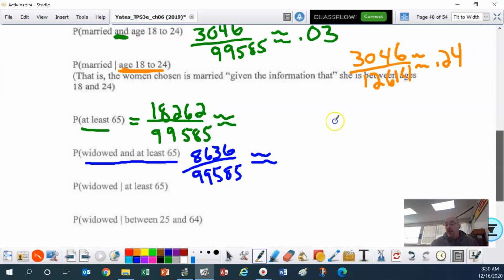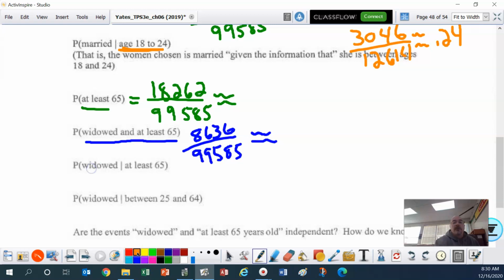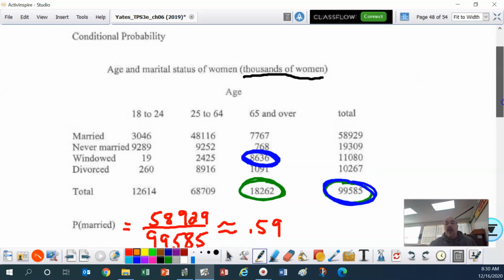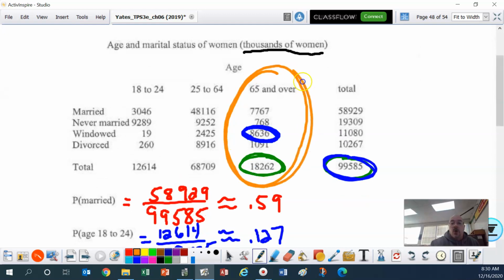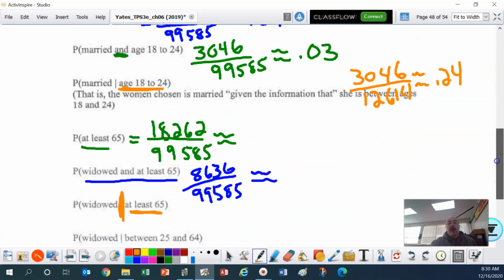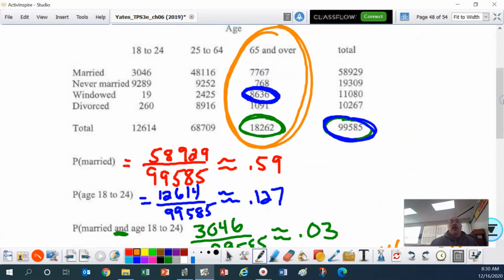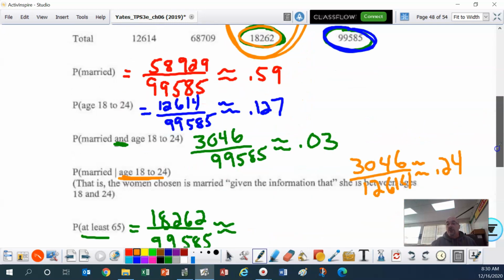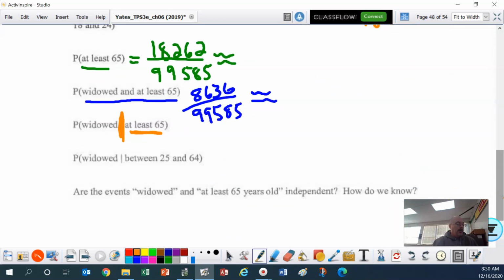Now a condition. I'll do this one in orange. Widowed given at least 65. That means I only want to look at the age 65 group, only that age group. That's the condition. And I want to look at the widows. So I'm going to take the 8,636 and divide it by the 18,262.